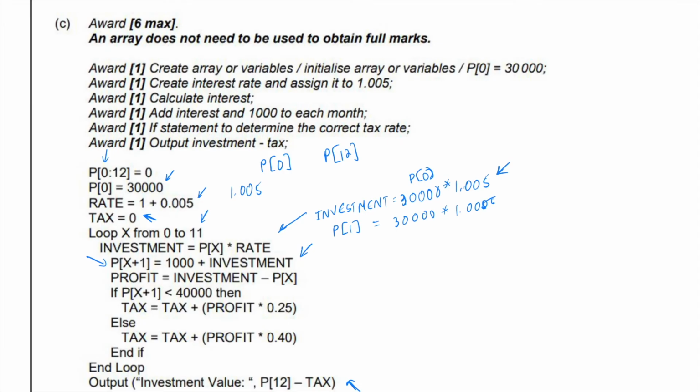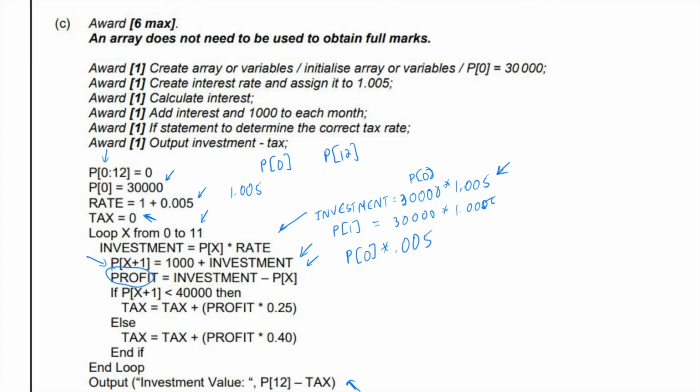Anyways, so basically our profit is going to be our interest. So if investment is P of X, it's our initial value times our interest rate. We're just going to take whatever the resulting value of our interest is, which in this case is just P of 0 times 0.005, and that's going to become our profit right here.